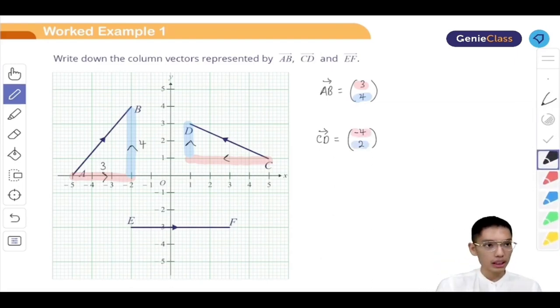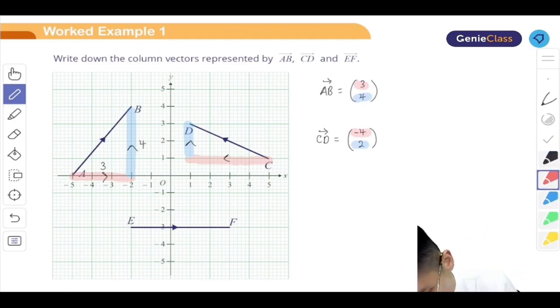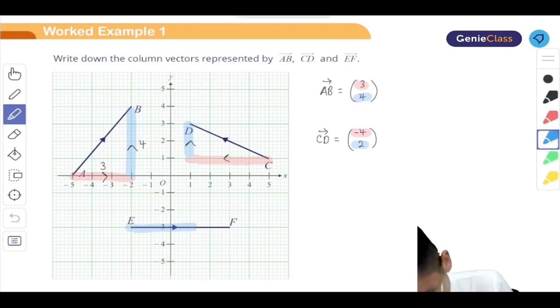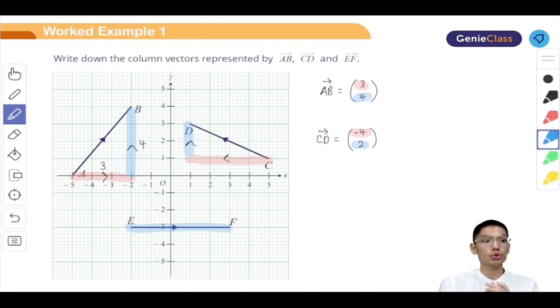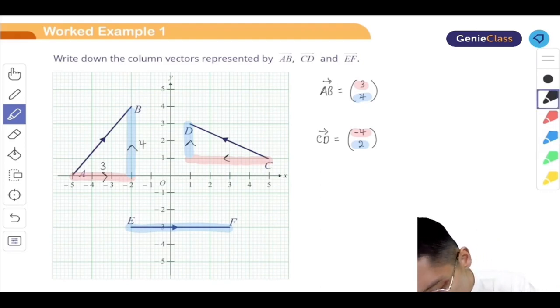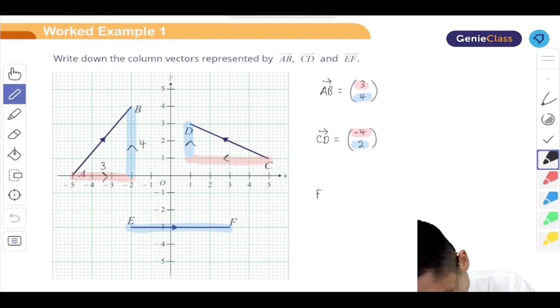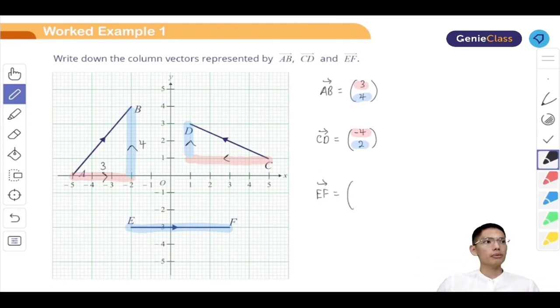Last one, EF. You realize in this case there is no up, it is just moving right. If I move from negative 2 to 3, it's 5 units long. But is there going to be anything at my vertical? Yes or no? Just type a response.